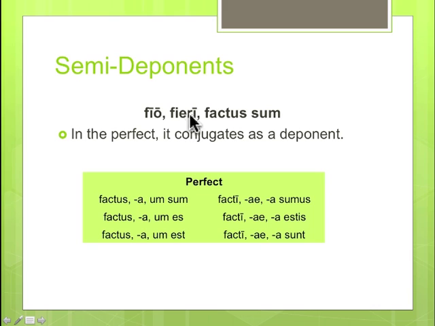In the perfect, fio, fieri, factus sum conjugates as a deponent. Factus, facta, factum sum; factus, facta, factum es; factus, facta, factum est; facti, factae, facta sumus; facti, factae, facta estis; facti, factae, facta sunt. You might notice, by the way, this looks like the last principal part of the verb facio, facere, feci, factus. In fact, it is, and we will explain this later. That's an interesting fact, that this form factus is actually the same as the fourth principal part of facio. In fact, it is one and the same form.